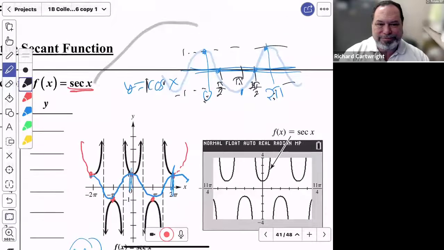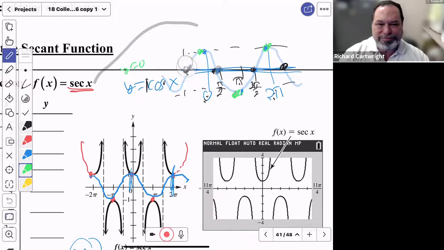To graph the secant, I just find all the max or mins. Find all the x-intercepts. Let me put that in a darker color. I need all the x-intercepts. I need all the max and mins. Everywhere you see an x-intercept, where it crosses the midline, the midline here is y equals 0. It could be something else.